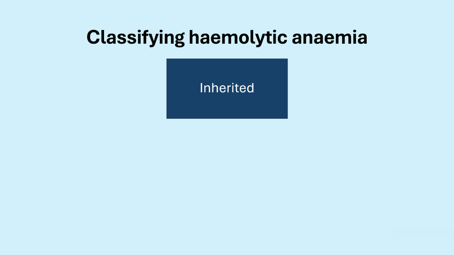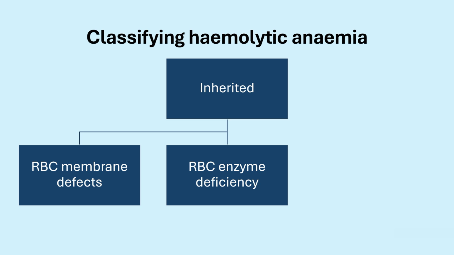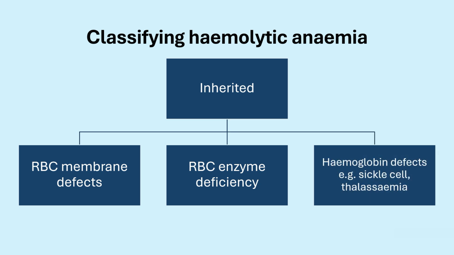Now let's look at a way of classifying hemolytic anemia. It can be classified as inherited or acquired. Because this is an overview, we will not be delving deep into the causes of inherited and acquired hemolytic anemia. In inherited causes, these can be subdivided into red blood cell membrane deficiencies, red blood cell enzyme deficiencies, and hemoglobin defects, such as in sickle cell anemia and thalassemia.